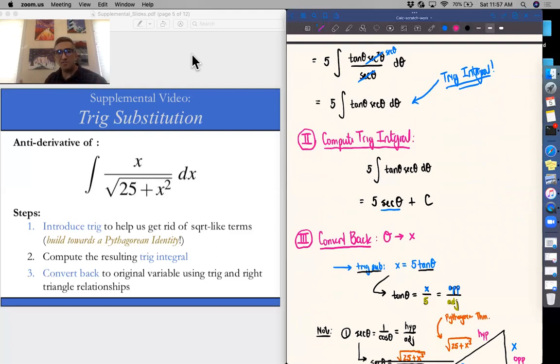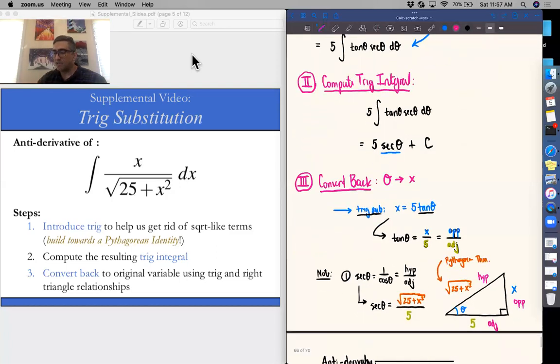Again, in this problem, I manufactured it, so we have an antiderivative in this case that we could easily kind of figure out because we know what the derivative of secant is. In other problems, you might have to spend a little more time playing around and trying some things out in the second stage of computing the trig integral.